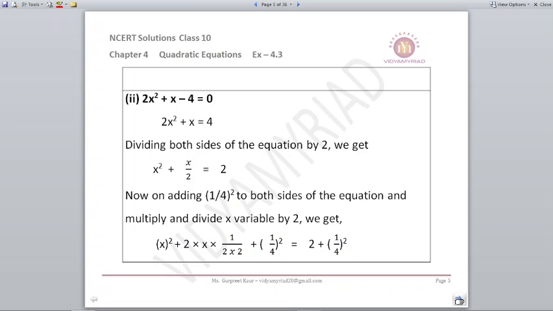2x square plus x minus 4 is equal to 0. Let us make x square as single element and let us divide it by 2 both the sides. So it becomes x square plus x upon 2 is equal to 2. Now we have to represent this formula a square plus 2ab plus b square. Now how we are going to do it? For the middle element x, I need to multiply it with 2.